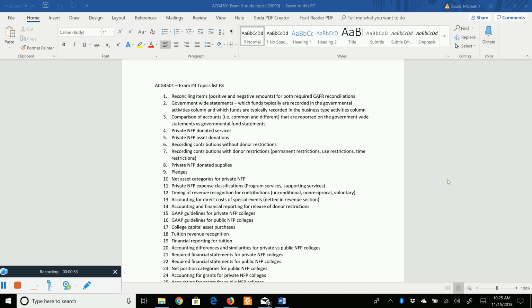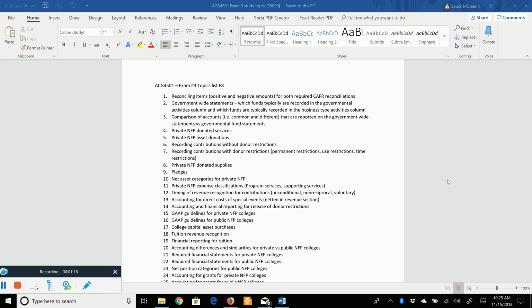And the other chapters, chapters 14, 15, and 16, those are the three nonprofit chapters. Chapter 14 was the introduction to private nonprofit chapter. Chapter 15, we talked about colleges and universities. In chapter 16, we talked about healthcare organizations. Okay, so getting to the topics list.